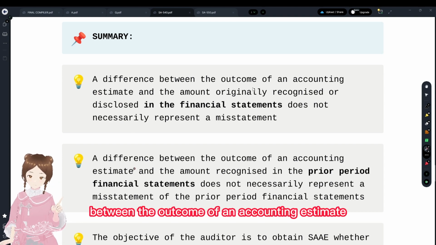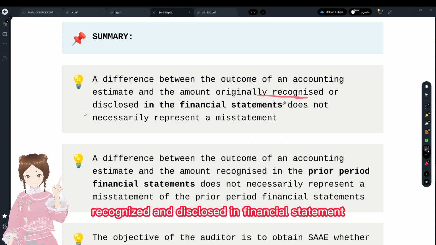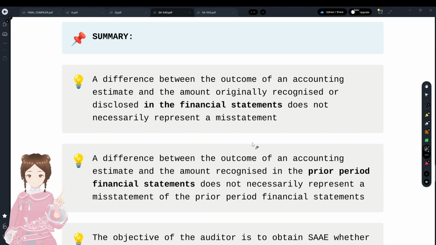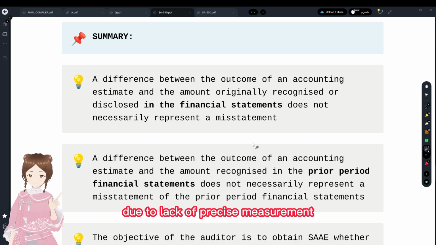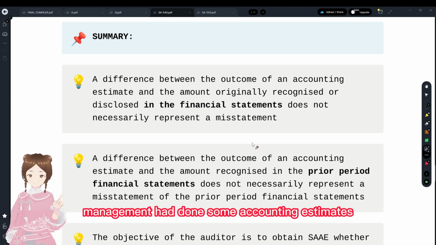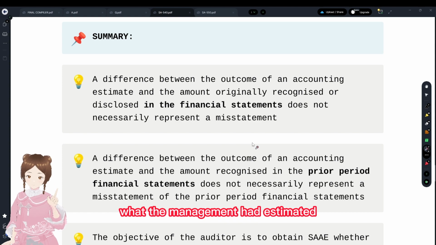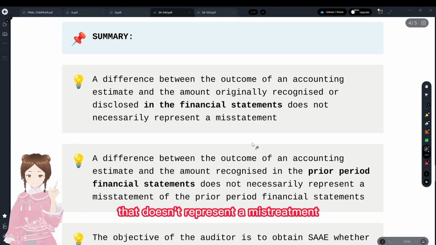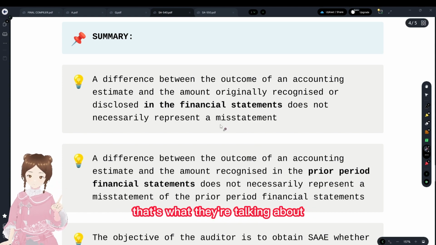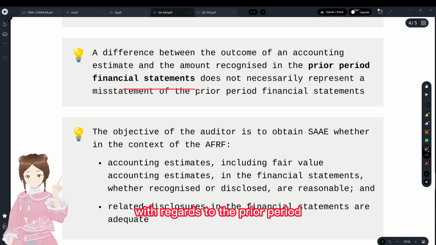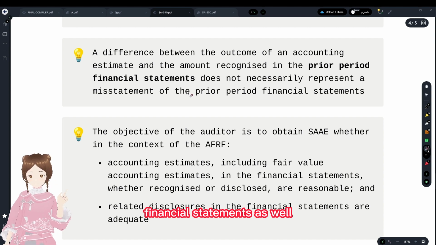That is, the difference between the outcome of an accounting estimate and the amount originally recognized and disclosed in the financial statement. Due to lack of precise measurement, the management had made some accounting estimates, and the outcome turned out to be different from what the management had estimated. That doesn't represent a misstatement. That's what they're talking about. And it's the same with regards to the prior period financial statements as well.